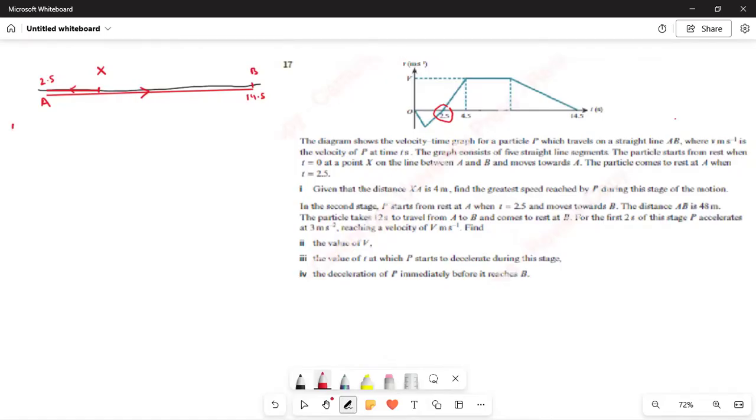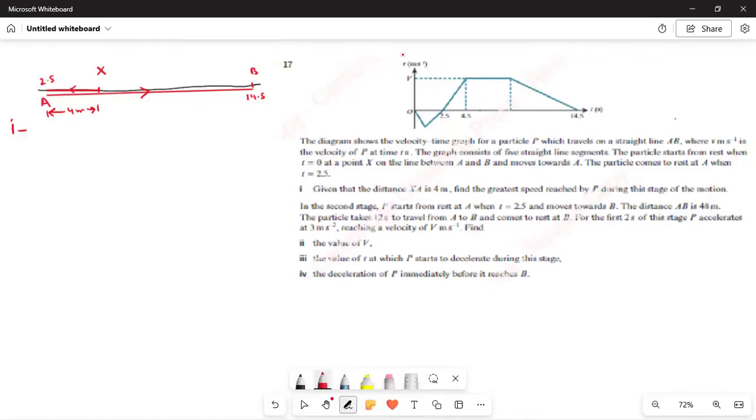The first part of the question is that given that the distance xA is 4 meters, so from here to here, x to A is 4 meters, find the greatest speed reached by P during this stage of the motion.